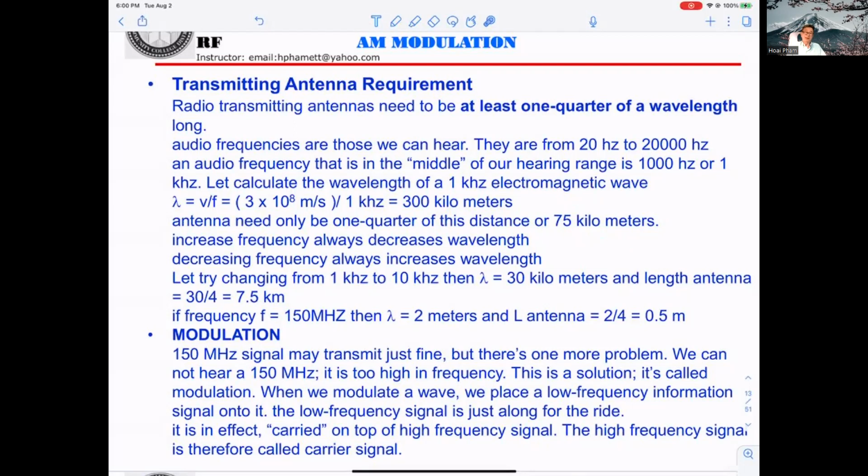So now you understand the relation between the wavelength and the antenna. Okay, make sure you understand. That is the way. In order to make the antenna, it has to be at least 1/4 of the wavelength.